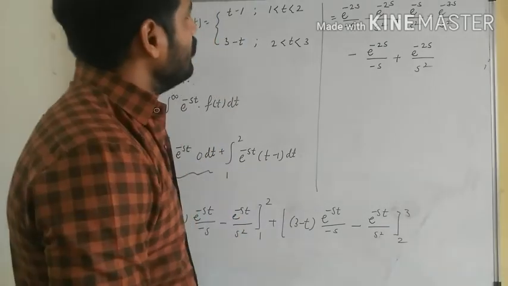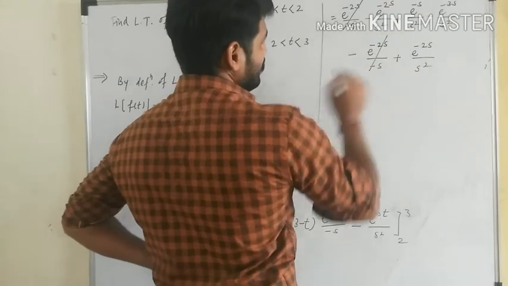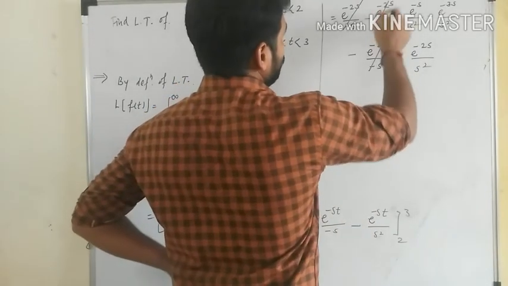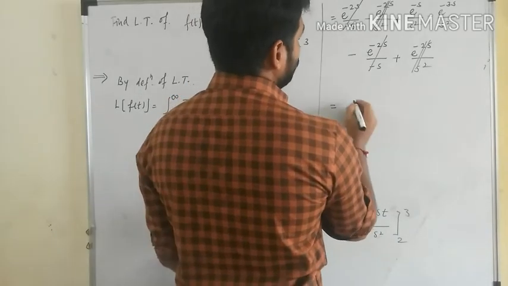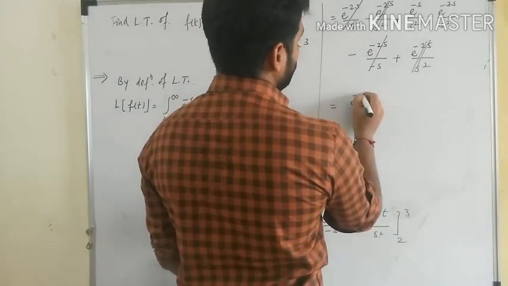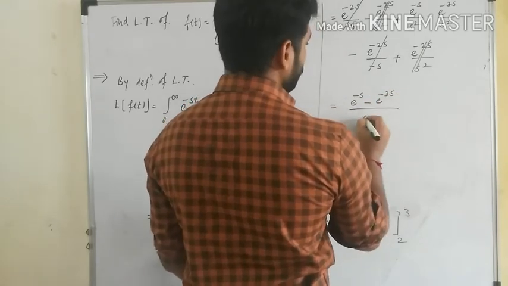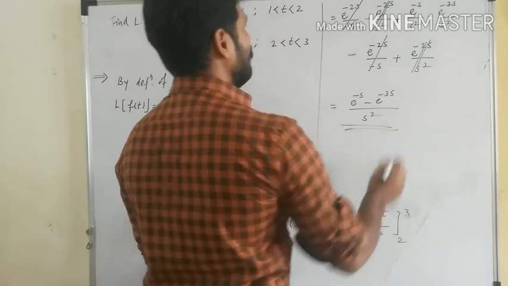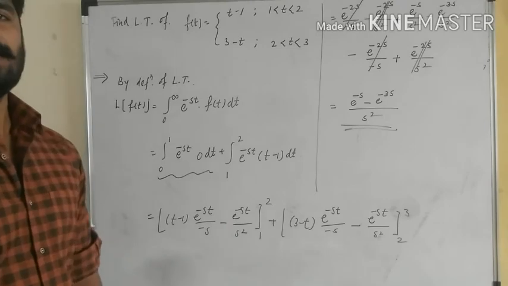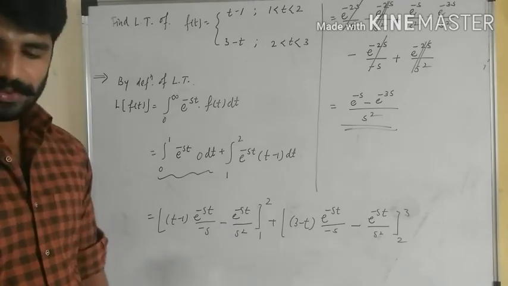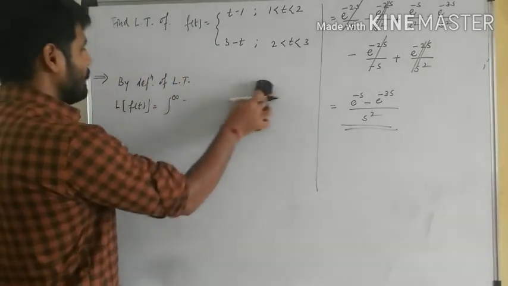Okay. Now see here which terms you first cancel. So this term with this term will get cancelled. So what remains? e raised to minus s minus e raised to minus 3s divided by s square. So this is your required Laplace transform of the given function. So this is the procedure how to find the Laplace transform of any type of function. Now see one more problem: how to find the Laplace transform.